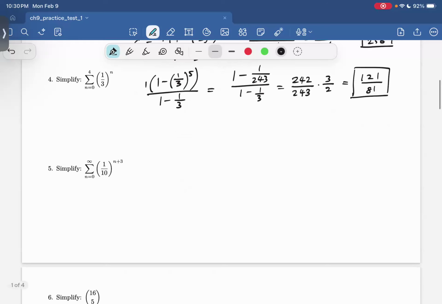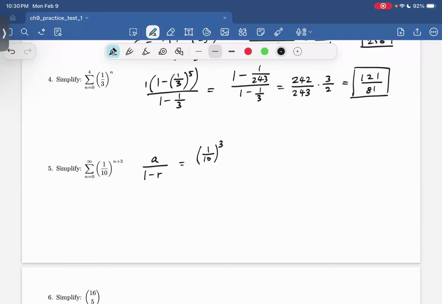Question 5. In this case, we have an infinite geometric series, so that actually makes things easier, doesn't it? Our formula will be a over 1 minus r. So here the first term is going to be actually 1 over 10 cubed.